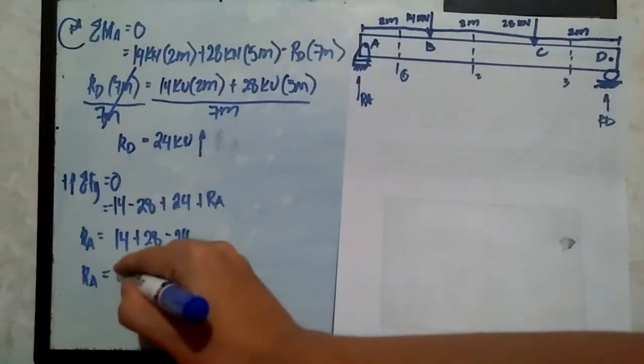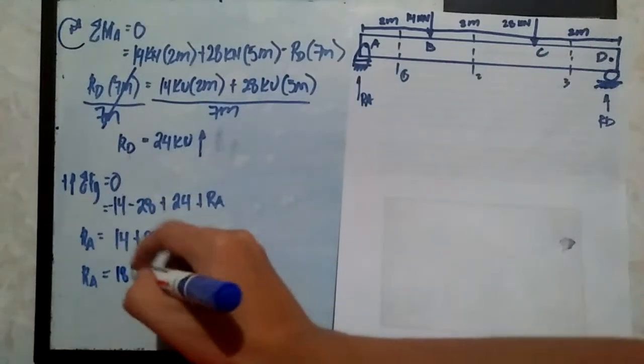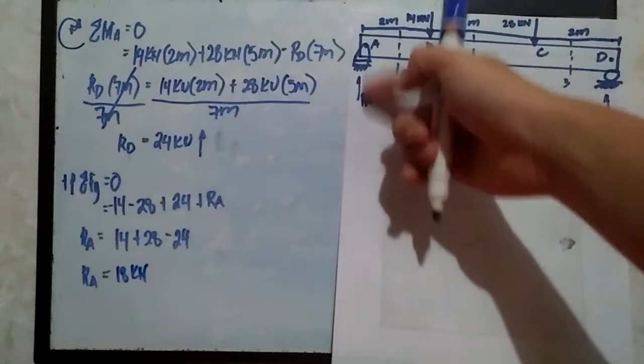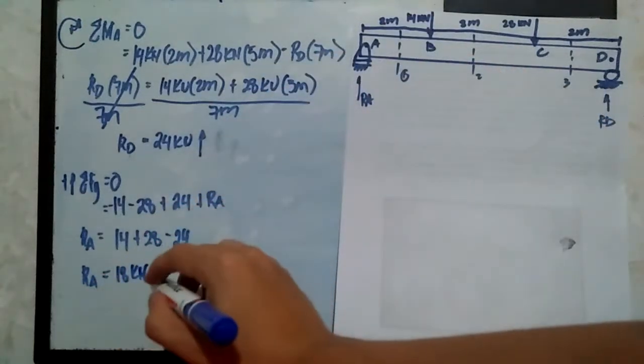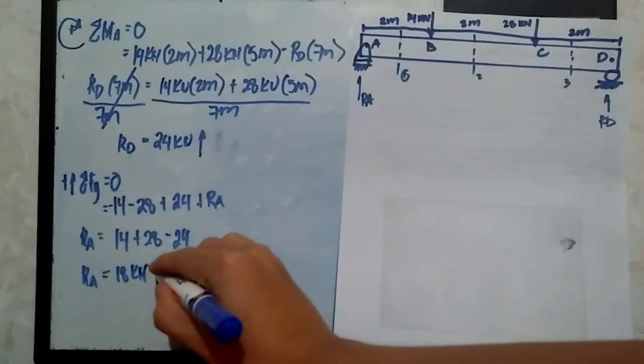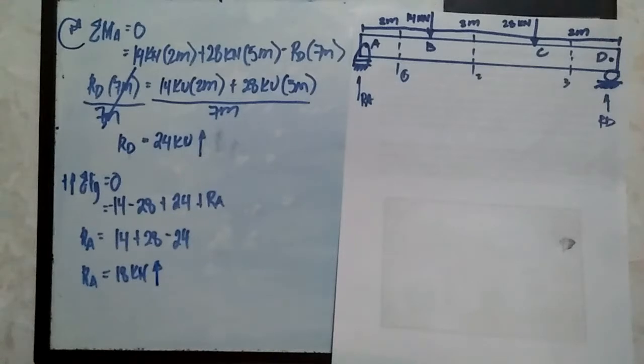So this should be 18 kilonewtons, and our initial assumption is that it's going up. So we have a positive answer, meaning that our initial assumption is correct. So we managed to solve the reactions.